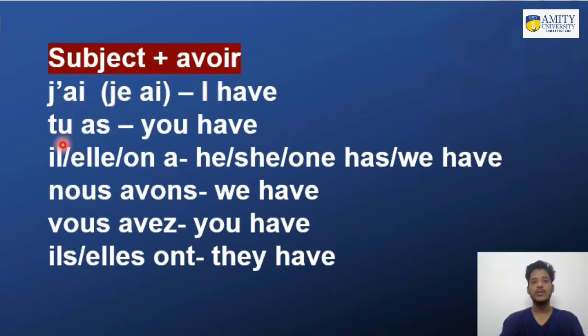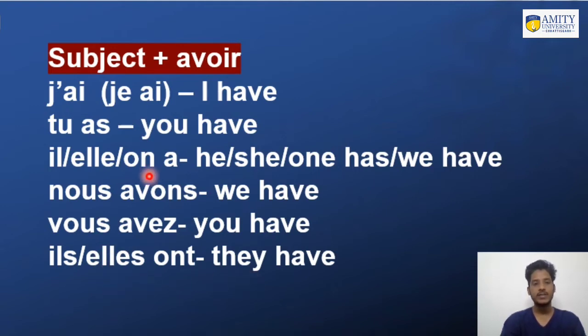Tu, you, tu as, you have. Il a, elle a, on a. He has, she has, we have, one has. Now what is the meaning of on? On, that means either one or we. Nous avons, we have. Vous avez, you have. Ils ont, they have. Elles ont, they have.